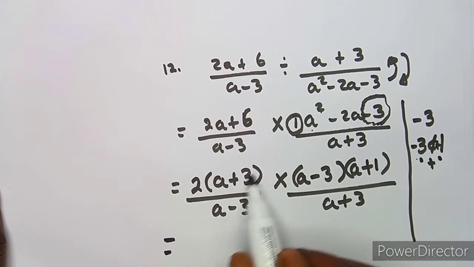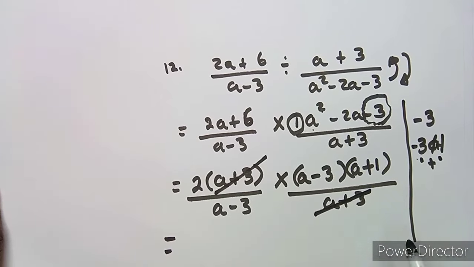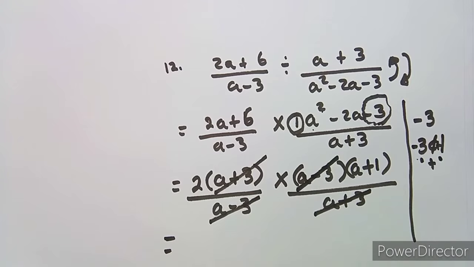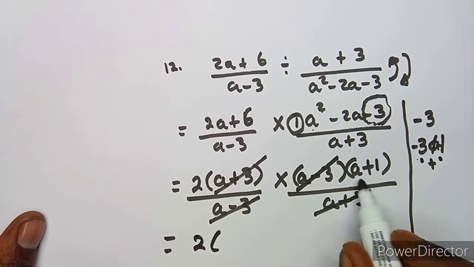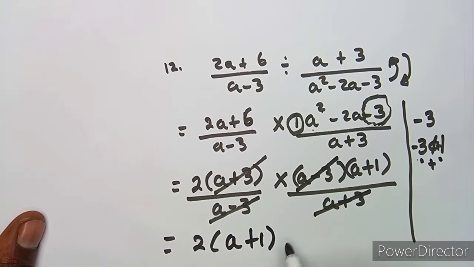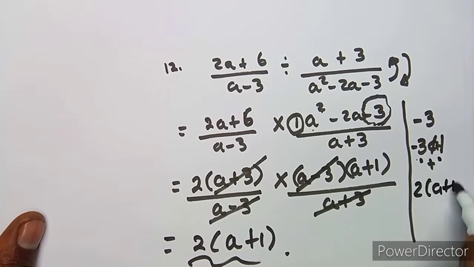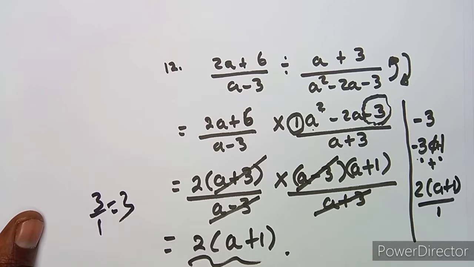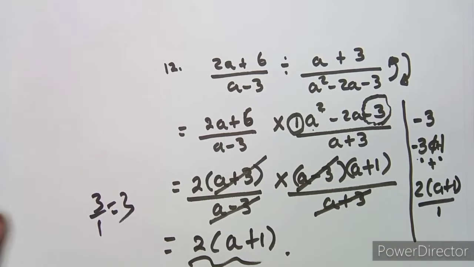All right, so guys, let's cancel this one, and this one can cancel. A minus 3, A minus 3. So that's what we have, as long it is between the numerator and the denominator. So you're going to be left with 2 into A plus 1 in the numerator, because it's like 2 into A plus 1 like this over 1. And anything over 1 remains as it is, like 3 over 1. We know that 1 is 3, so that's the same even with the expressions that you'll be given.